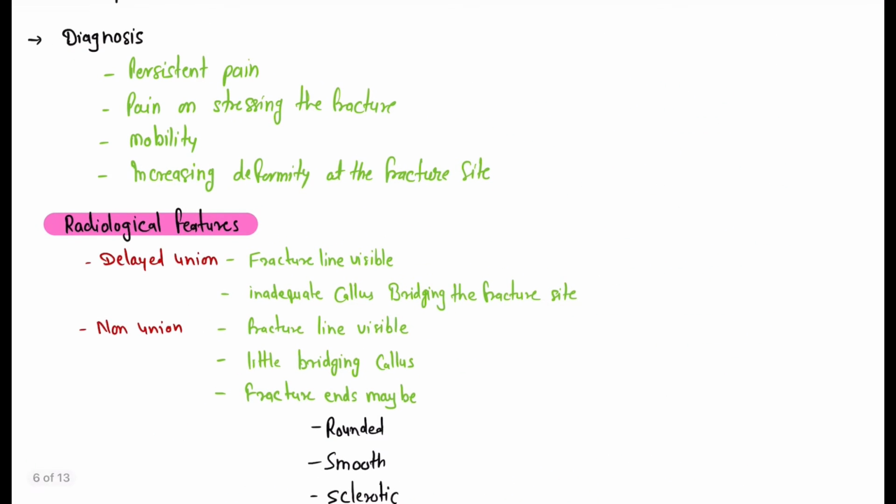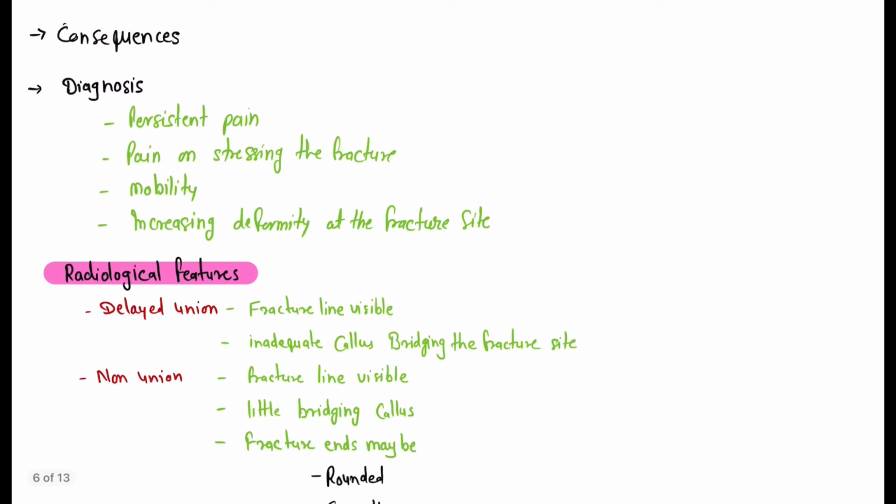What will be the consequences of non-union? Delayed union and non-union both can result in persistent pain, deformity, or abnormal mobility at the fracture site. A fracture in delayed union, if stressed, can lead to refracture. Meaning if a fracture is in delayed union and we are pressing it or giving some stress, it will refracture.